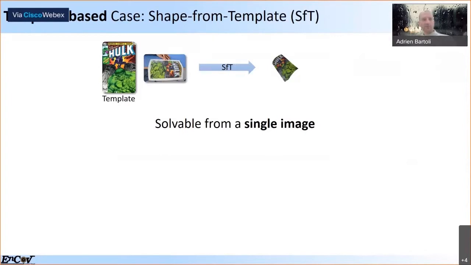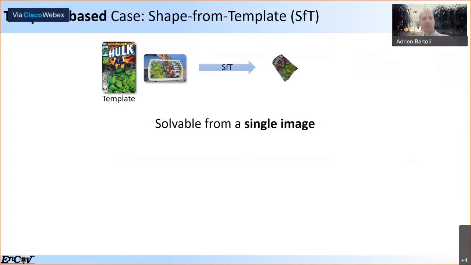But the problem setup is the one you can see on the screen. So you have a template. Again, this is the object we're interested in, here this piece of paper in some reference shape. Here, it's an easy case because the paper can be physically flattened. So as template, we can just take a flat plane. And the shape from template, the SFT process, takes this template and an input image and can output the 3D reconstruction of the object as seen from this input image.